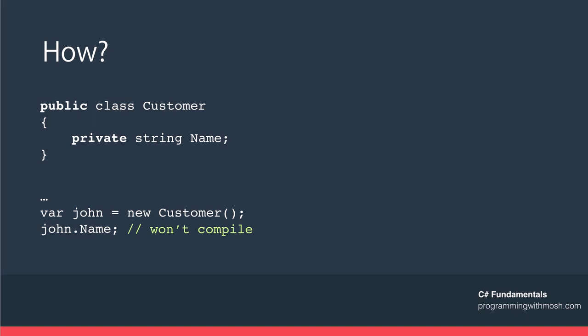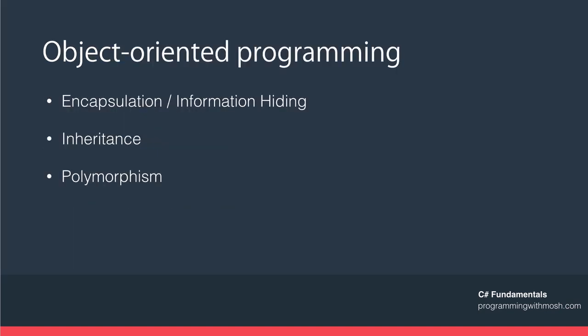Take a look at this example. Here I've declared a customer class with a name field that is declared as private. With this code, when we declare an instance of the customer, we cannot access the name field. So we cannot go john.name. That will not compile. Now you may wonder, why do we need something like that? Well, that's the beginning of object-oriented programming.